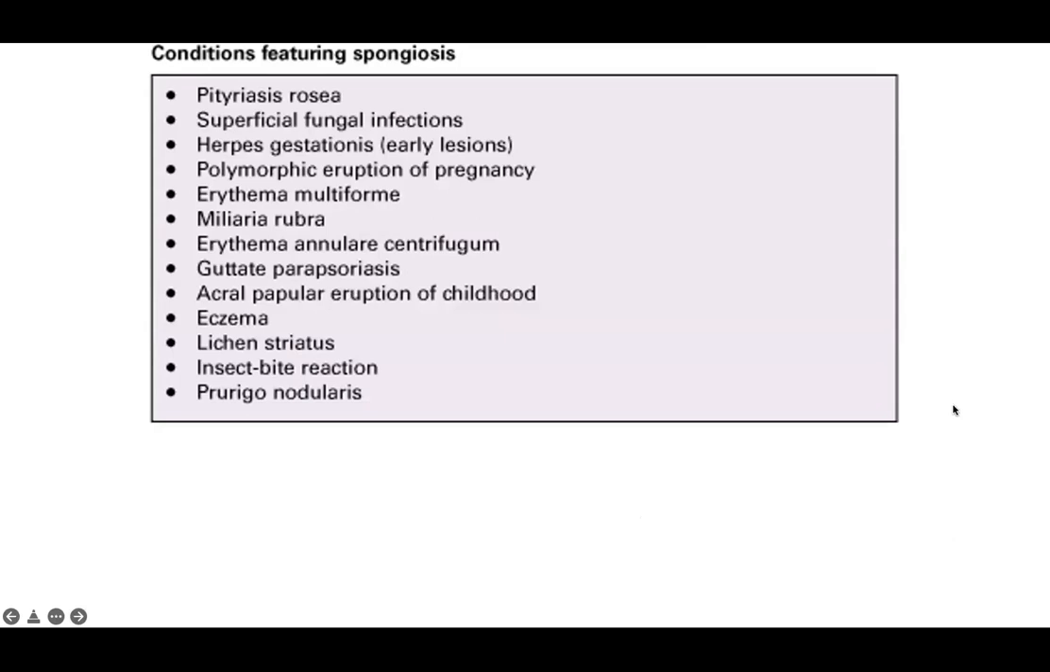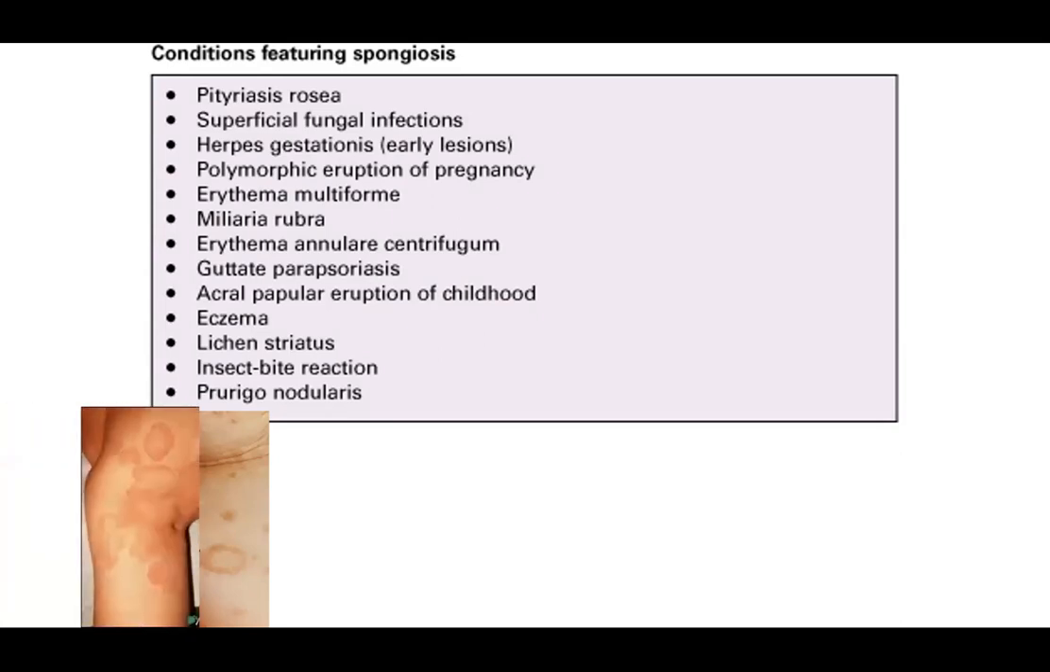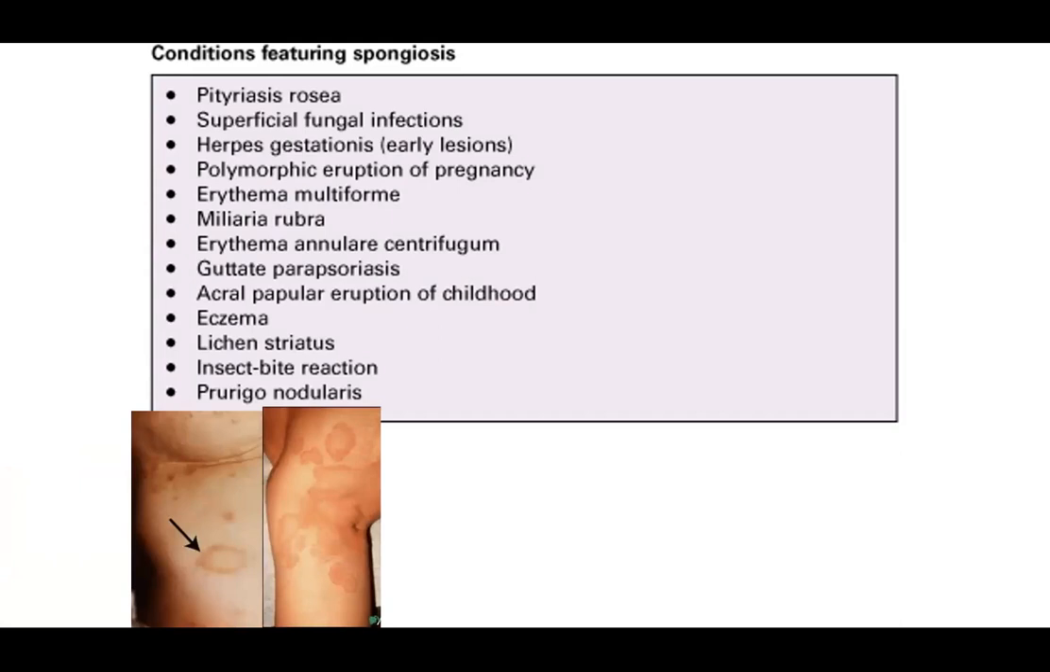So this is a list of all the different features that can show spongiosis. And as I mentioned here, you can have entities such as pityriasis rosea, superficial fungal infections that can all show changes very similar to this: polymorphic eruption of pregnancy, erythema multiforme, miliaria rubra, erythema annulare centrifugum, guttate parapsoriasis, acral papular eruption of childhood, eczema, lichen striatus, insect bite reaction, prurigo nodule. These are all things that are going to show spongiosis. So you really have to get an idea of the clinical picture here.